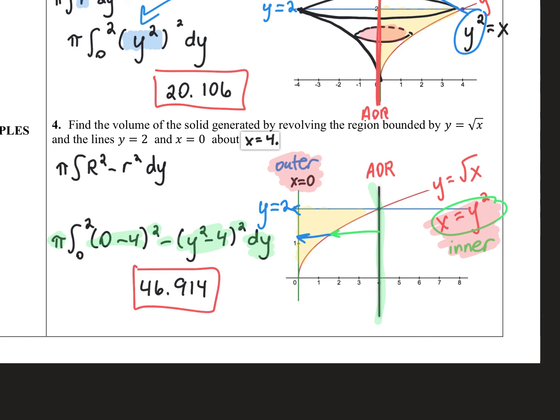And again, just be careful of those common mistakes. Remember to put the pi in the beginning. Remember to square each one of these. And remember, if this is a dy, if you have a vertical axis, you need everything from y's perspective, from the limits, and these functions need to be solved for y. And don't forget to subtract your axis of rotation. Lots to remember on that.